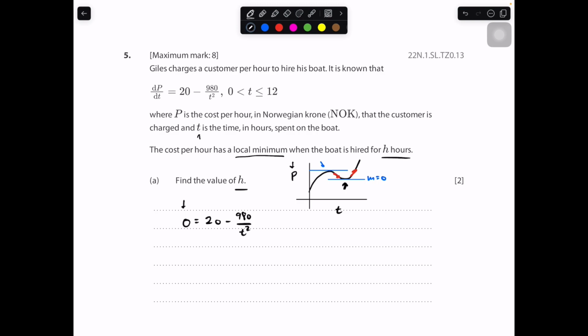And I think that should be good. In this case, since this is over t squared, and t is raised to the power of 2, instead of solving, we might want to graph this. So let's go ahead and do that.